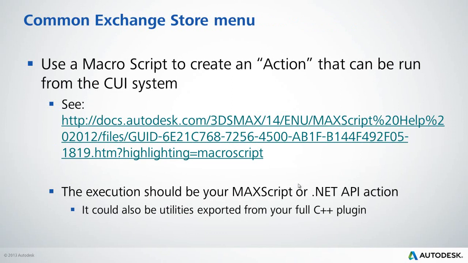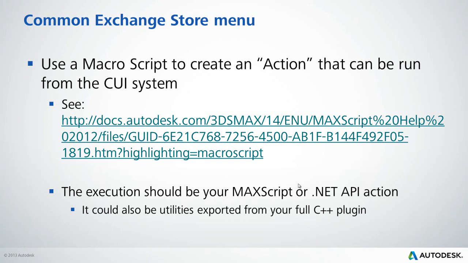In order to use it, we will provide you with a macro script that will create an action that can be run from the CUI system. So I've provided a link here to the online documentation that talks all about macro scripts, so I'd advise you to read that if you're not comfortable with macro scripts already, just to understand the syntax. And the execution would be either your Max script entry point or your .NET API action. Of course, it could also be utilities exported from your C++ plugin.